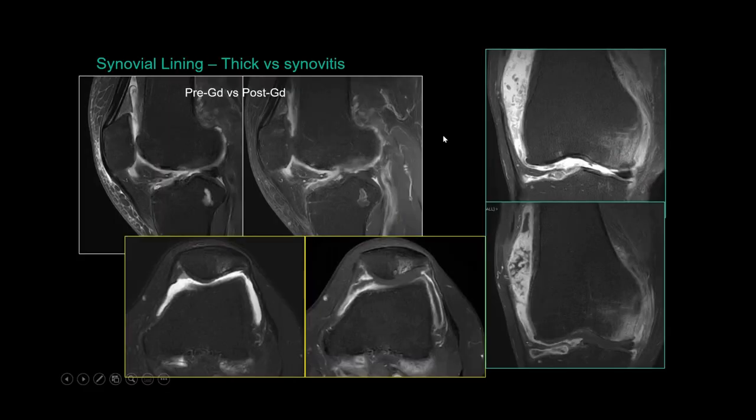The other thing is, if you look at a synovial lining, just because it's thickened doesn't mean that there's active synovitis. So in this case, the synovial lining actually looks reasonable, but once you give intravenous contrast medium, you can see that it enhances quite rapidly. In this case, this is florid synovitis.